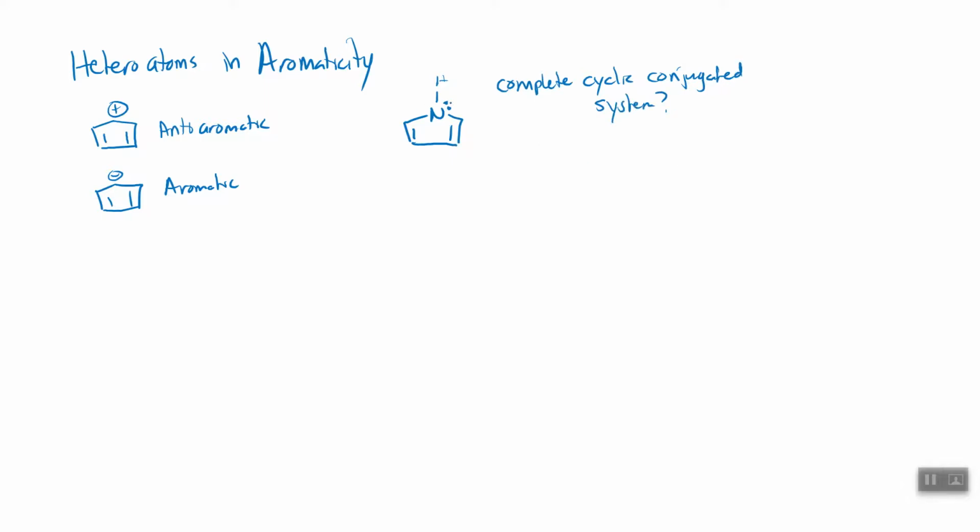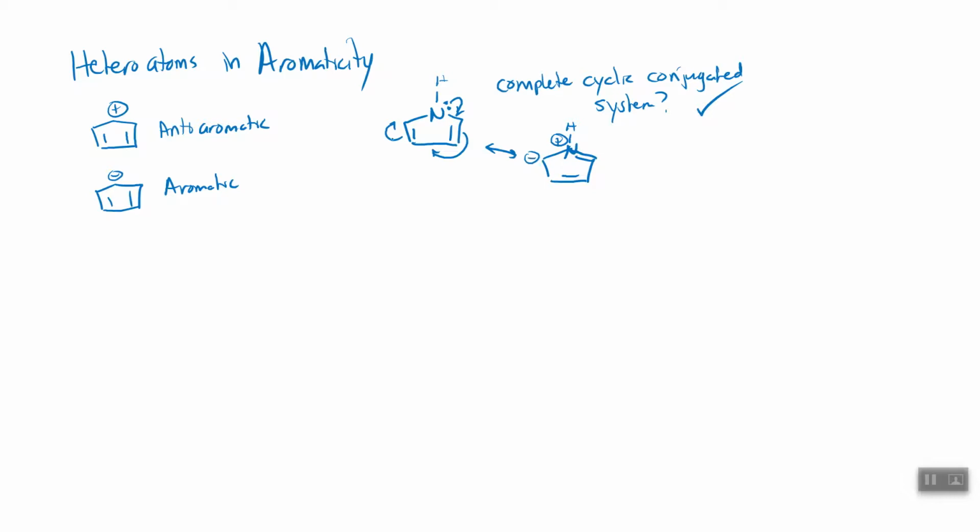We can draw resonance forms where we make pi bonds at every atom that's in this molecule, right? So we can have that nitrogen be a part of a pi bond. And yes, that makes the nitrogen charged, but that's okay because charge is perfectly acceptable as part of an aromatic system, right? We saw that in the previous slide. And so complete cyclic conjugated system, you betcha.